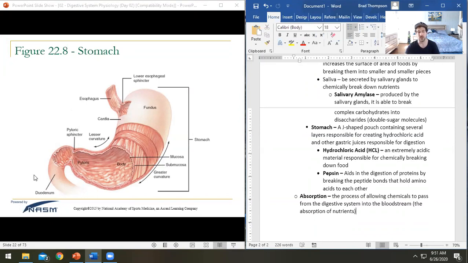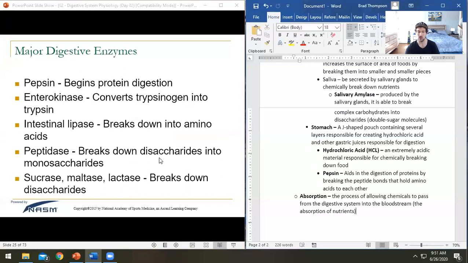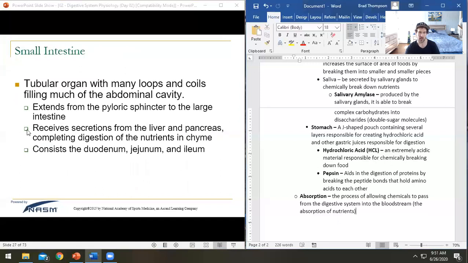So that's going to enter into the first part of your small intestine, which is called your duodenum, or you can call it your duodenum, which is a pretty cool name. It'll travel into that first section, your duodenum. Then it'll work its way into your jejunum, which is the main section of your small intestine, before eventually becoming your ileum, which is the last section of your small intestine before it becomes your large intestine.